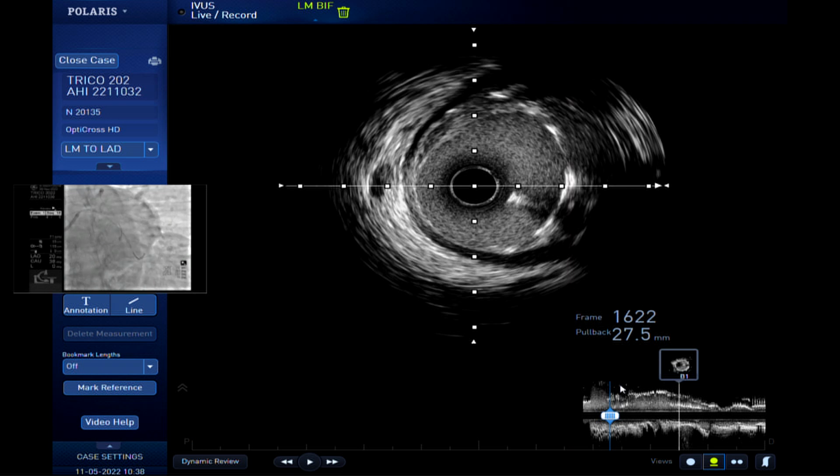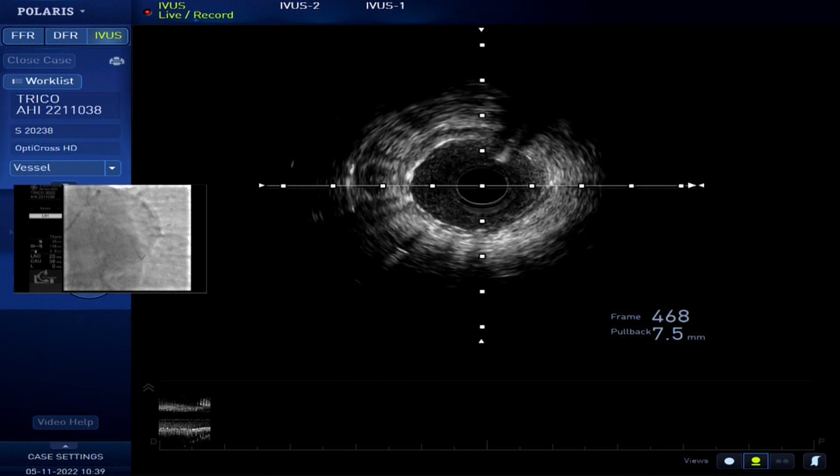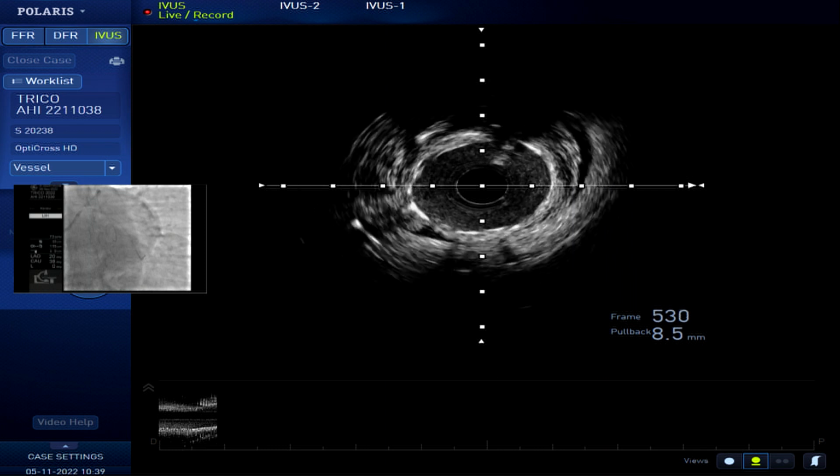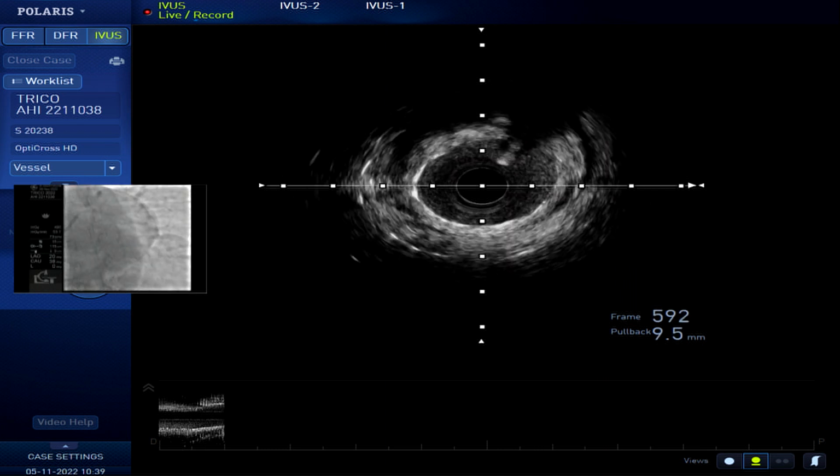We have the IVUS view, but it's frozen. Can you see the IVUS now? No, we are getting a frozen image, sir. That is the previous image. We are not seeing the run. We are now taking an IVUS. Yeah, I will explain. Can you see the IVUS now? The real time IVUS. Yes, yes.